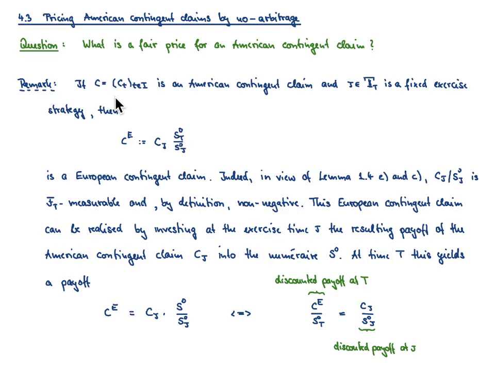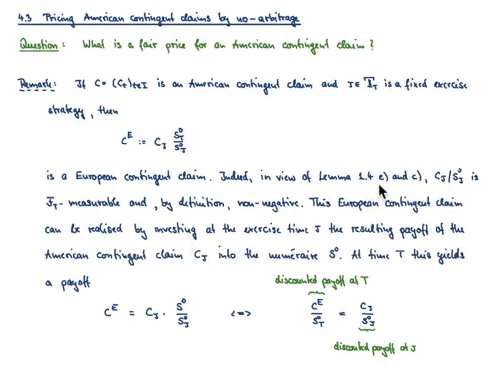So I give myself this process C, which should be non-negative and adapted, meaning an American contingent claim. And I give myself an admissible stopping time, meaning a stopping time which is bounded from above by capital T. And then I claim that the following object, C_tau divided by S^0_tau multiplied by S^0_T, is a European contingent claim. So why is that the case?